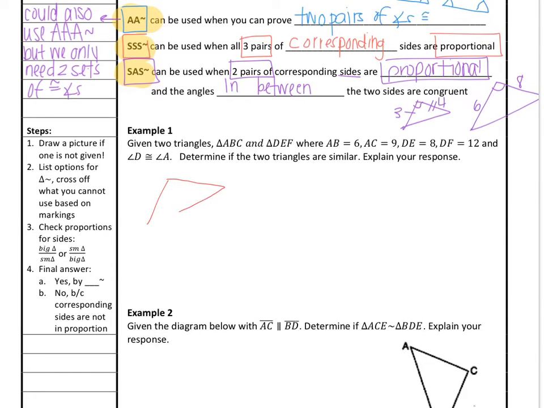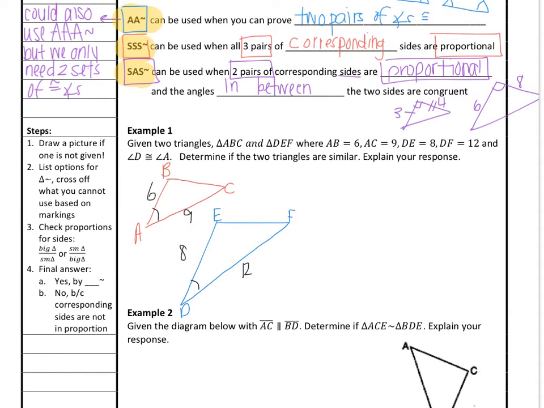We have triangle ABC. I'm going to draw another triangle just like it, except bigger. And this is DEF. It says that AB is 6, I skipped AC, AC is 9, DE is 8, DF is 12, and angle A is congruent to angle D. So you have to mark those congruent, otherwise we won't be able to figure out what triangle similarity we need to use.